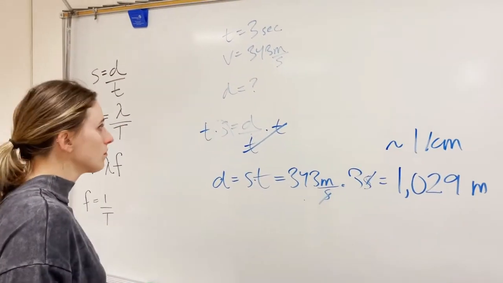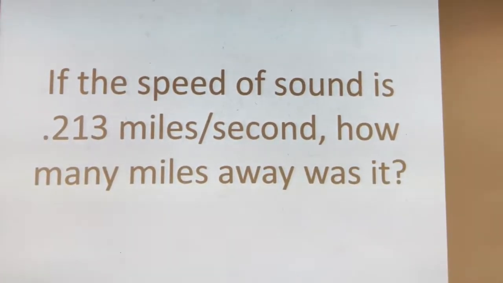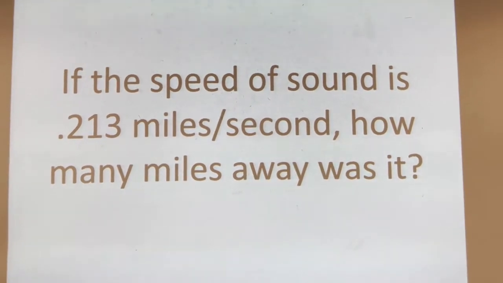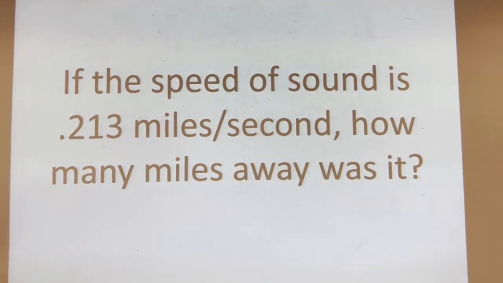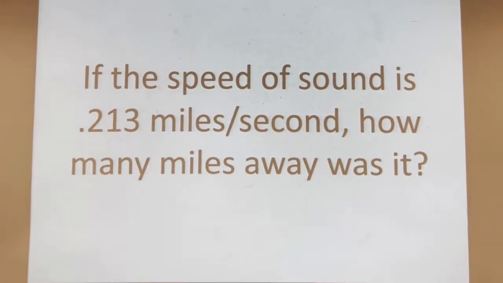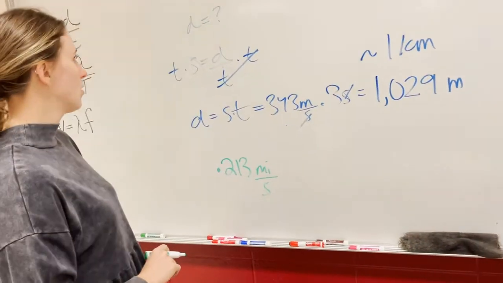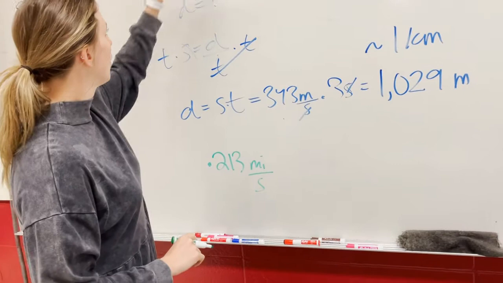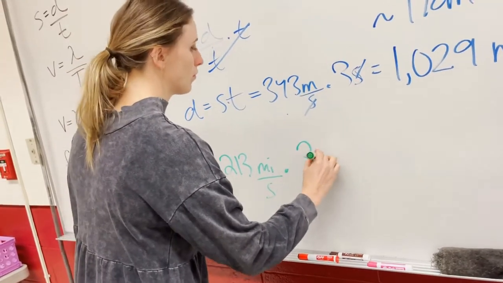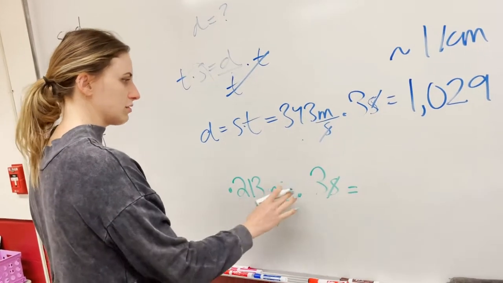Okay. Next question. If the speed of sound is 0.213 miles per second, how many miles away was it? Well, it's going to be the same thing. It's speed times time. The speed is in miles per second, times time, 3 seconds. My units cancel out and I'm left with miles. So it's just this number times 3.